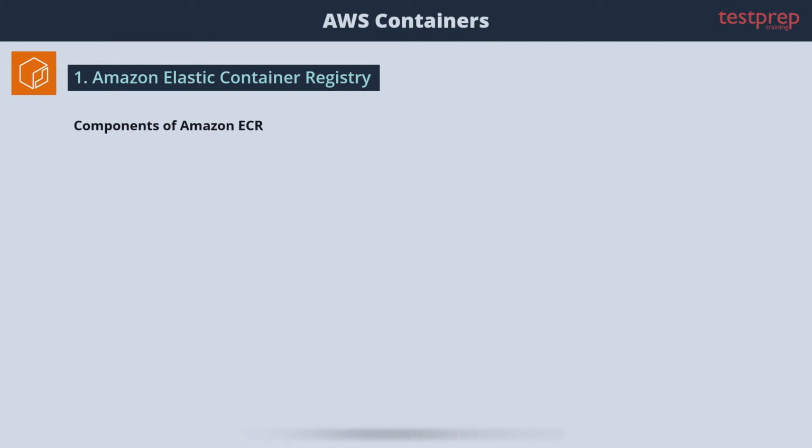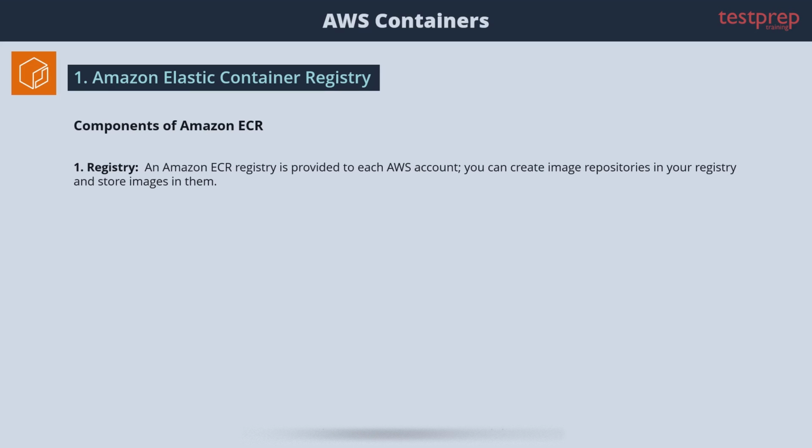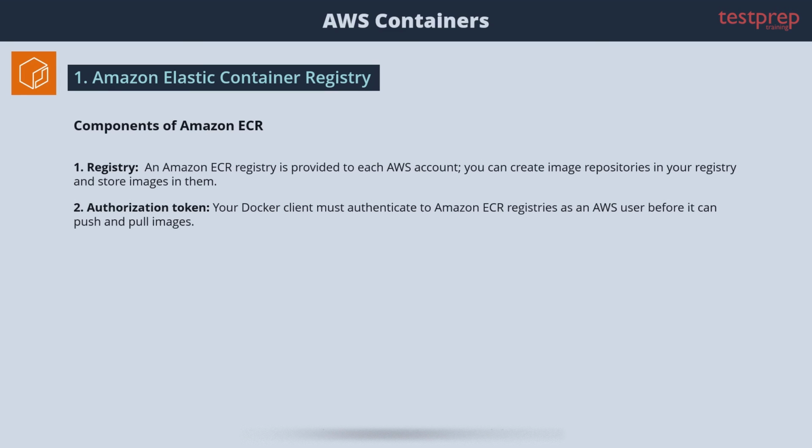Components of Amazon ECR. Amazon ECR contains the following components. Registry. An Amazon ECR registry is provided to each AWS account. You can create image repositories in your registry and store images in them. Authorization token. Your Docker client must authenticate to Amazon ECR registries as an AWS user before it can push and pull images. Repository. An Amazon ECR image repository contains your Docker or Open Container Initiative images.